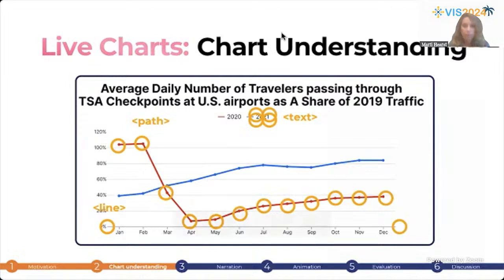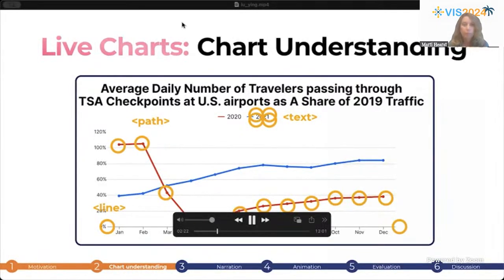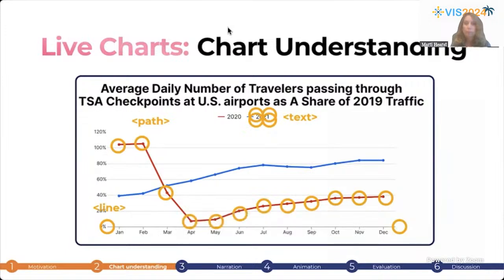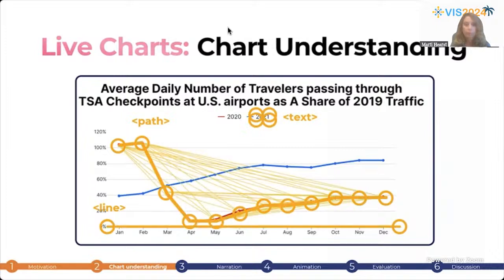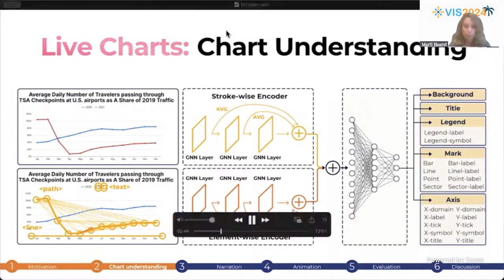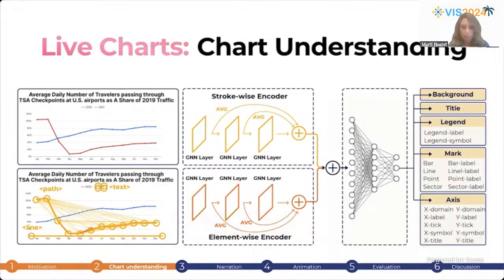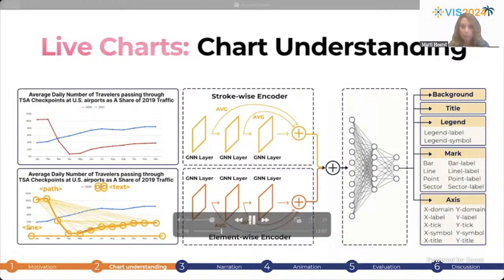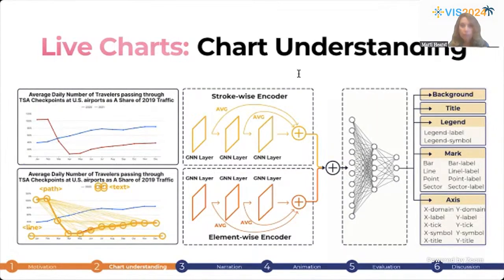The first step is chart understanding. We start from chart element recognition. We need to first construct nodes and connect them using two types of edges, stroke and elements. Then we do the classification task with our model. Using this model, we need to know if this element belongs to background, title, legend, mark, or axis. We also need to know if it's like Y title or X tick.